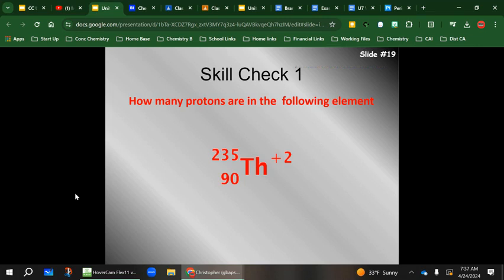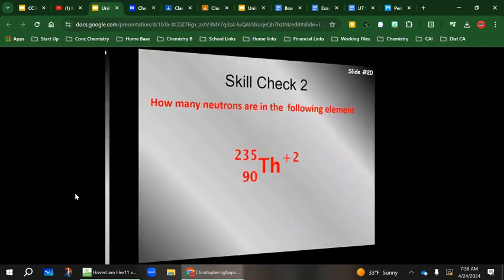How many protons are in the following element? How many, Victoria? 90. This number on the bottom down here, ladies and gentlemen, is the atomic number. That is the number of protons in this atom. Okay? Questions? All right. So let's take a look at the next one.